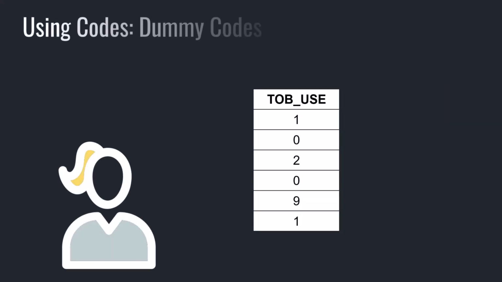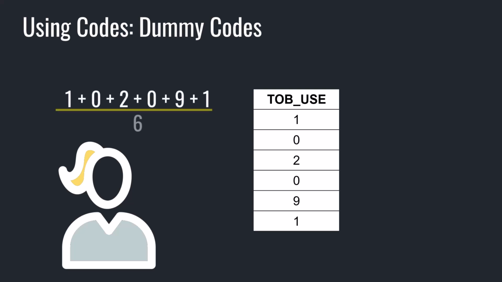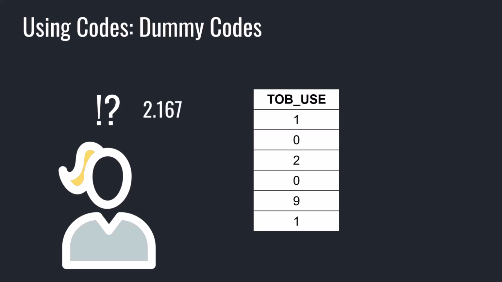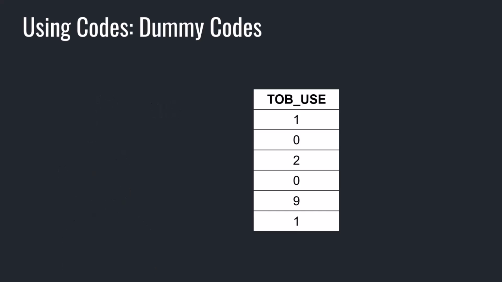These are called dummy codes because they have no arithmetic meaning. It doesn't make sense to add or find the average of them. An average of 2.167 doesn't mean anything for a categorical variable like tobacco use. However, simple codes can make it easier to enter data without spelling errors or other mistakes.